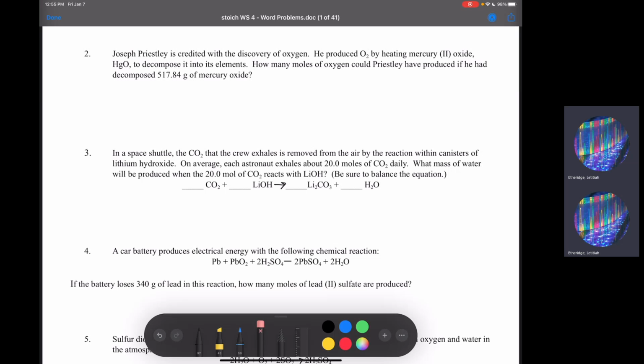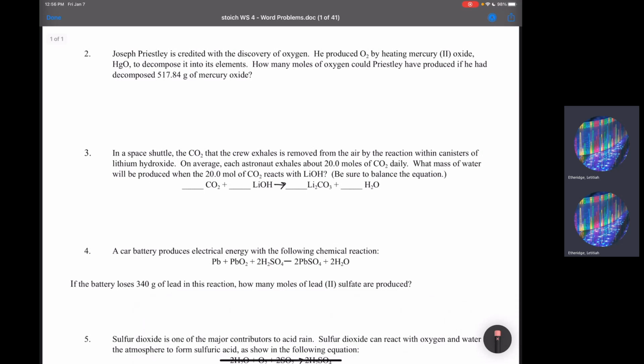All right, guys, let's go through question 2 on your worksheets. We're still on worksheet 4. So we have scientist Joseph Priestley that's credited with the discovery of oxygen. He produced oxygen by heating mercury(II) oxide to decompose into its elements. How many moles of oxygen could Priestley have produced if he had decomposed 517.84 grams of mercury oxide?